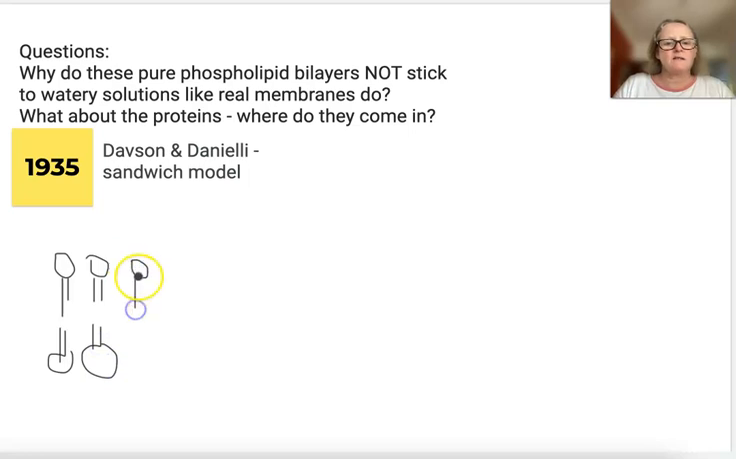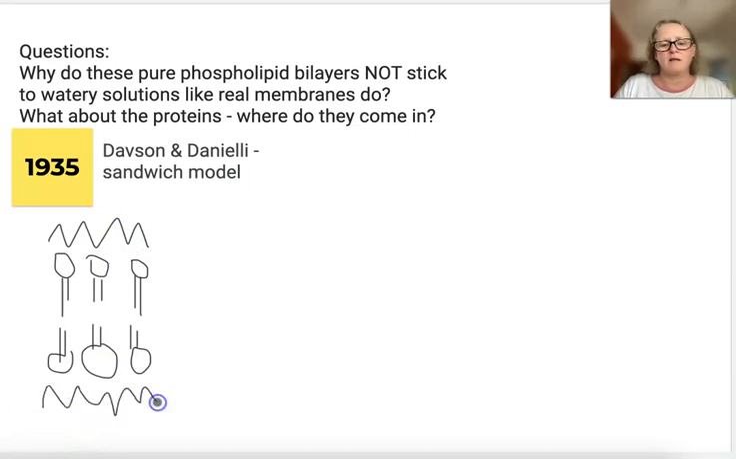And they decided to place the proteins on the outside of this phospholipid layer. So they put the proteins on the outside. They called this the sandwich model. So it was the lipids in the center and the proteins acting as the bread around the outside. This was just a guess. They didn't know. This is before the time of electron microscopes.